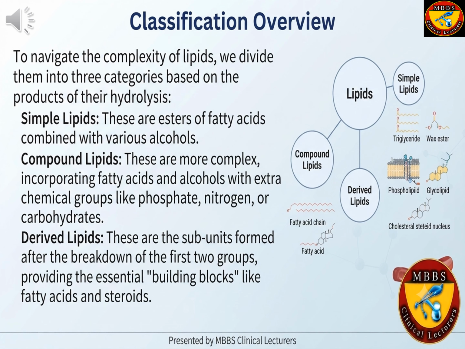Classification overview. To navigate the complexity of lipids, we divide them into three categories based on the products of their hydrolysis. Simple lipids: these are esters of fatty acids combined with various alcohols. Compound lipids: these are more complex, incorporating fatty acids and alcohols with extra chemical groups like phosphate, nitrogen, or carbohydrates. Derived lipids: these are the subunits formed after the breakdown of the first two groups, providing the essential building blocks like fatty acids and steroids.